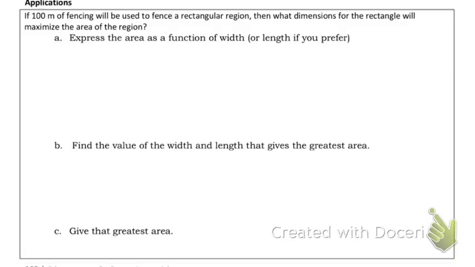So we have 100 meters of fencing that will be used to fence a rectangular region. I want to maximize the amount of area that is used. So I probably don't want to have a super long thing that's just an inch wide. I want to fit as many animals, or whatever, as I can in there. So I want to maximize the area on the inside. It says, express the area as a function of width or length if you prefer. It really doesn't matter, and we'll talk about why.